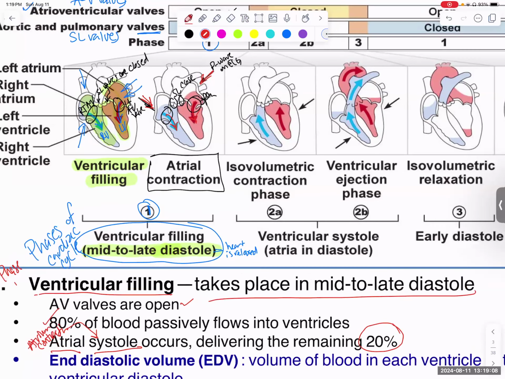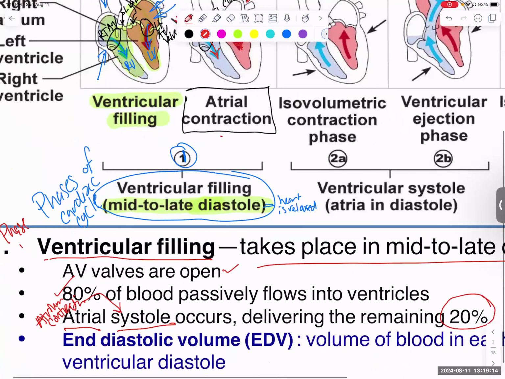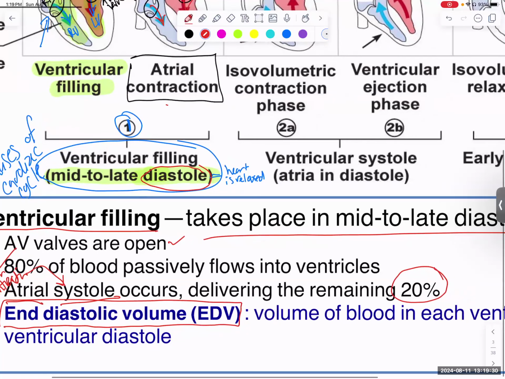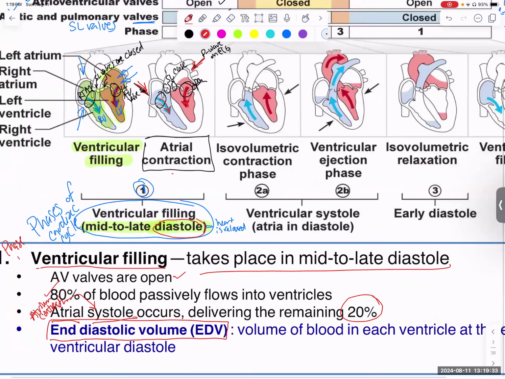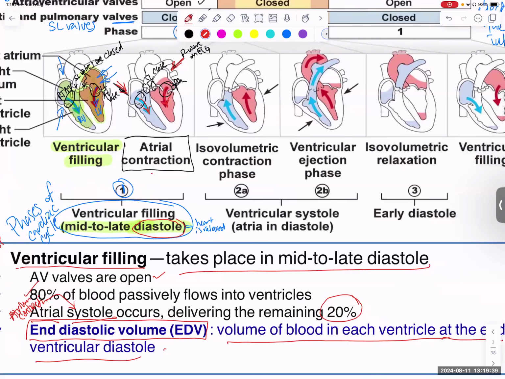The volume at the end of this atrial contraction is called your end diastolic volume because it is at the end of diastole or rest. So the volume of blood in the ventricles at the end of the diastolic period is the end diastolic volume. That is the volume of blood in each ventricle at the end of ventricular diastole or filling. That's all the blood you get to work with. That's all the blood that's available to then be pushed out by the ventricles contracting.